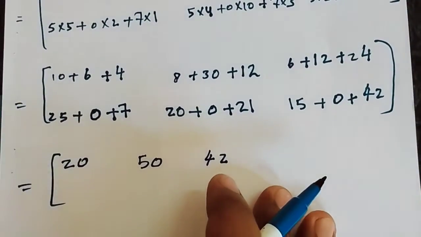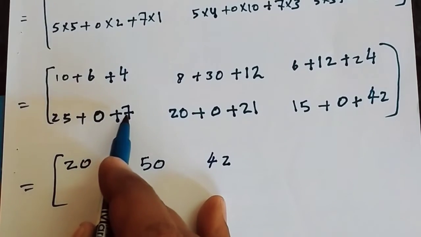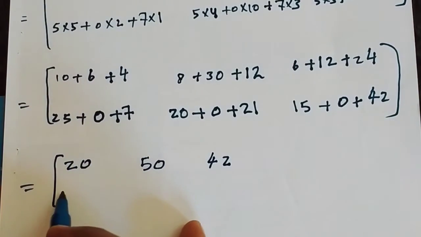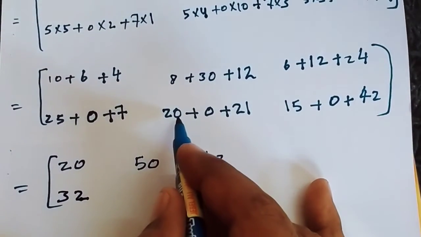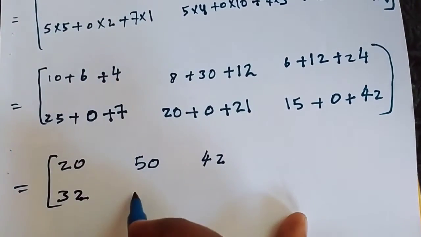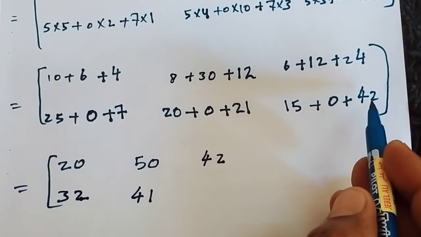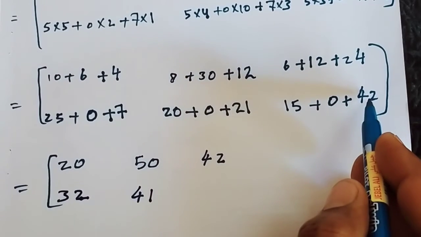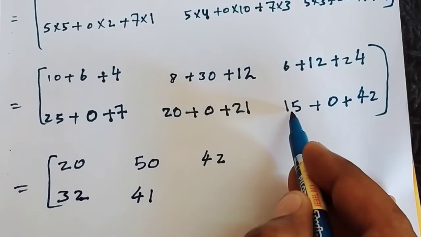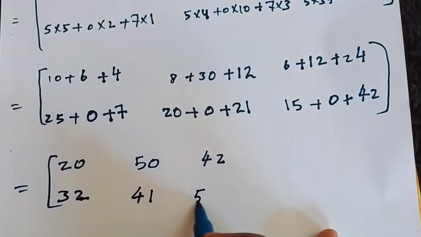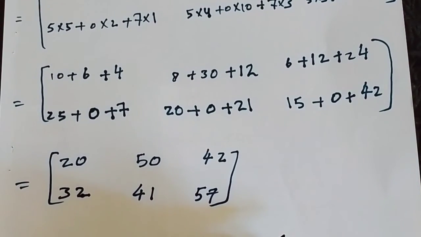After that, 25 plus 0 is 25. Then plus 7, 25 plus 7 equal 32. Then 20 plus 21 equal 41. Then 15 plus 42, 42 plus 5 equal 47, 47 plus 10 equal 57. This is mental addition. This is our final answer.